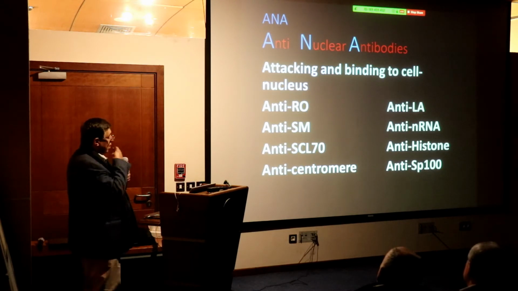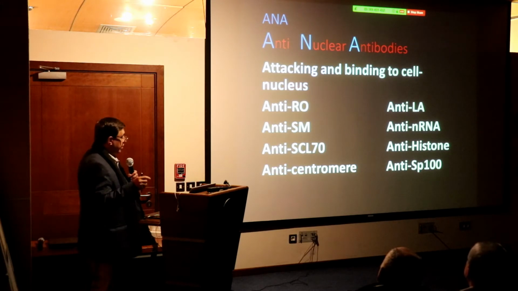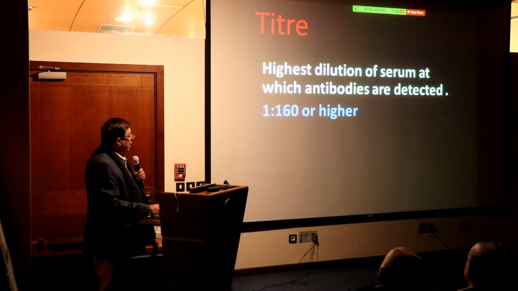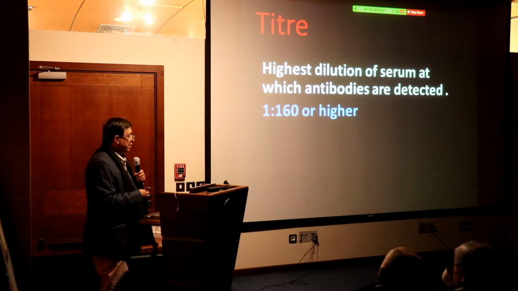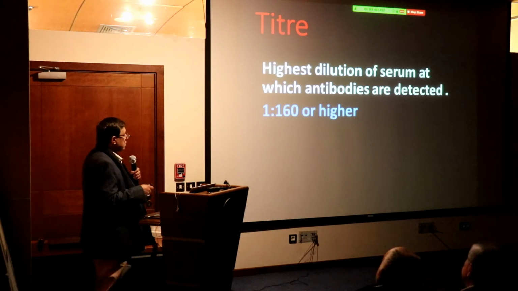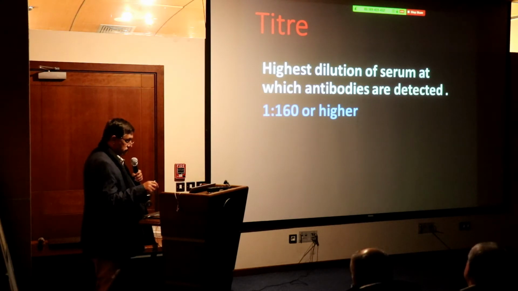To detect these, you will find anti-nuclear antibodies, ANA, which are the antibodies that attack and bind to the cell nucleus. That's why it's called anti-nuclear. There are many of these antibodies. As for titers, I always say that whoever prepares the lecture gets the most benefit, and I benefited from knowing what a titer is. Titer is the highest dilution of serum at which antibodies are detected. So it's 1/160 or higher.